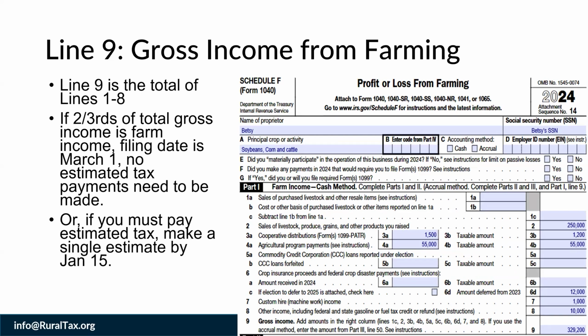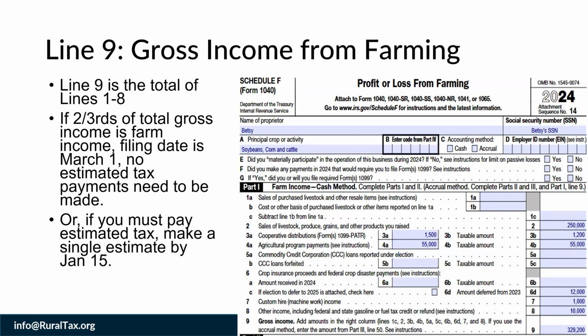So here again is a line 9. I'm just trying to keep this a little bit simple. In this example here, line 9 is the total, obviously, of lines 1 through line 8. And in this example, we've got Betsy, who's a farmer. She grows soybeans, corn, and she has some cattle. But what we need to think about is what's her gross income in this particular case. And I'm only illustrating Schedule F, but if she's got some cull cows, she would look at Part 1 of Form 4797 as well. But you see here, line 9 in this particular case, $329,200.